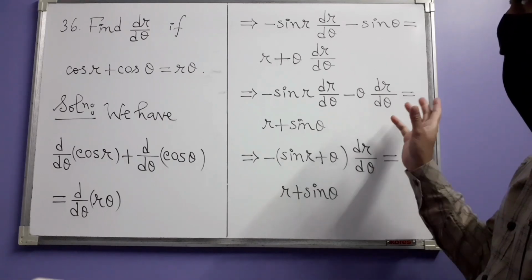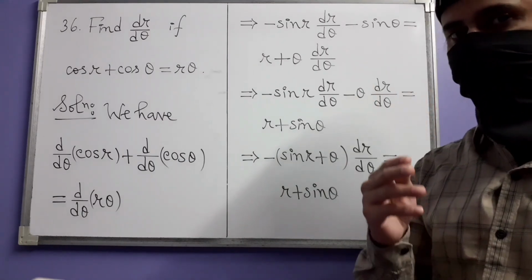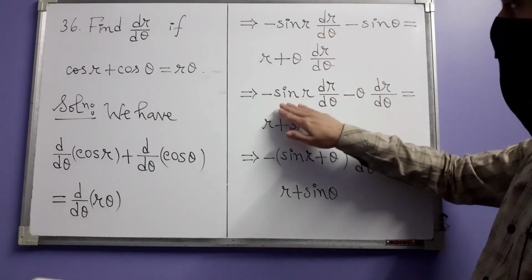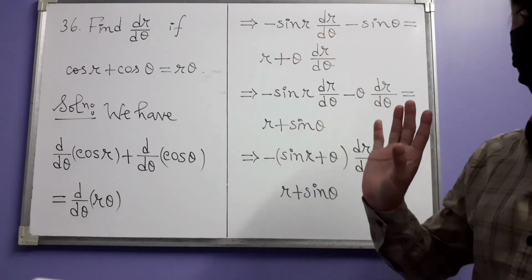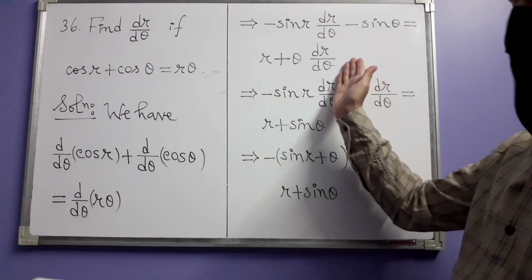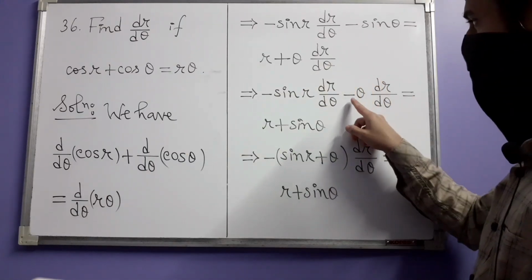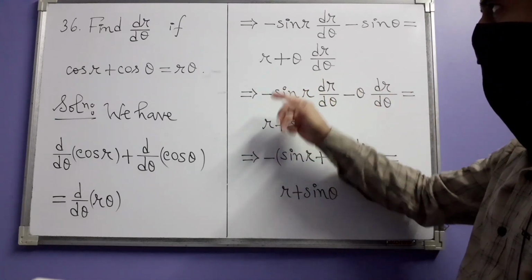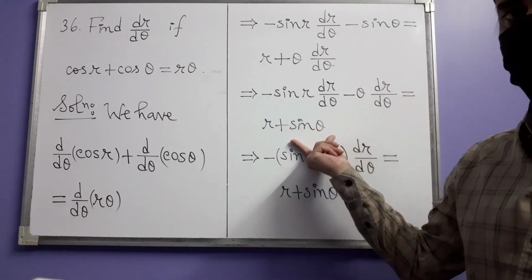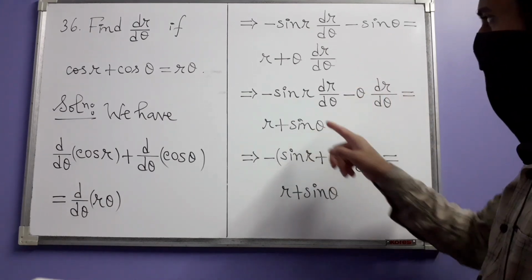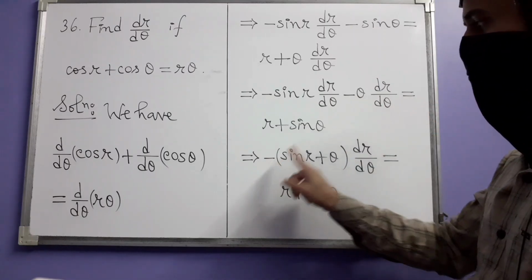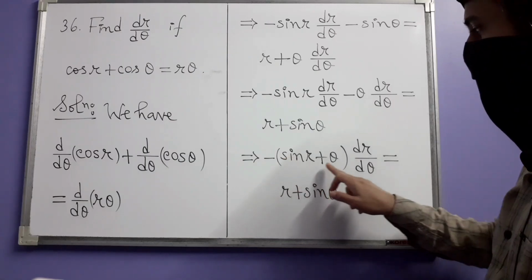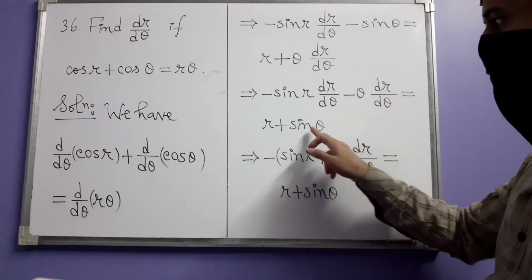And now we are going to gather those terms together which have dr/dθ and push everything to the other side. Say I keep this minus sin r dr/dθ where it is and push this other term on the right hand side to that side. So it becomes minus θ dr/dθ. Similarly, on the right hand side, I keep this r and bring this minus sin θ over to this side. So it becomes plus sin θ. And then you take dr/dθ common out, actually minus dr/dθ common out from the left hand side. So that's how you get this minus of (sin r plus θ) times dr/dθ, and the right hand side is r plus sin θ.